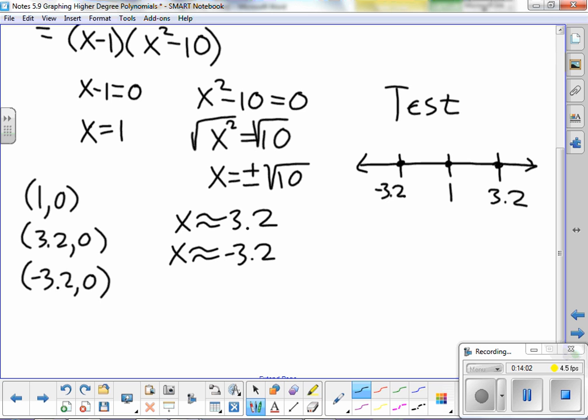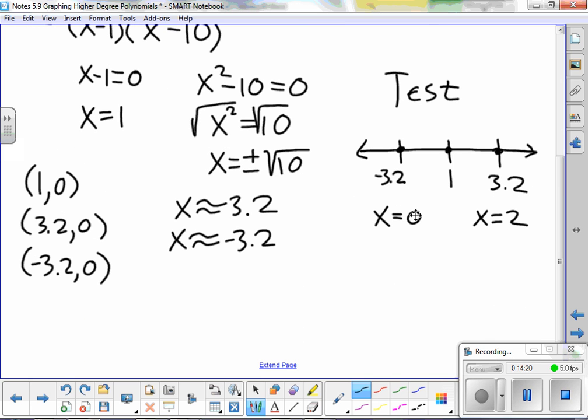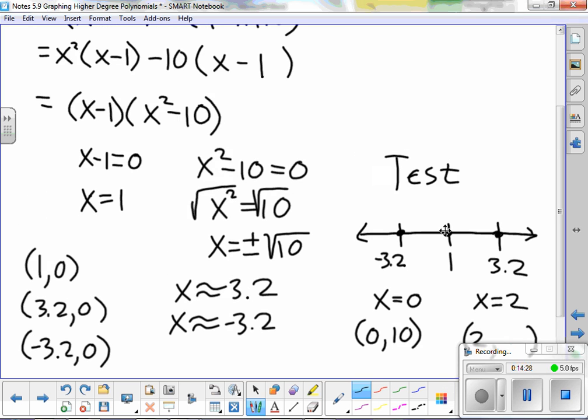So I'm going to test 0. Doesn't have to be in the center, like I said. And between 1 and 3.2, let's go ahead and go with 2. So if you plug a 0 in, the reason why I picked 0 was because it's easy to plug into this one. That's 0, 0, 0, and then a 10. So you got a 0, 10. And the other point's a 2, something. We got to figure that out still. So plugging in a 2.